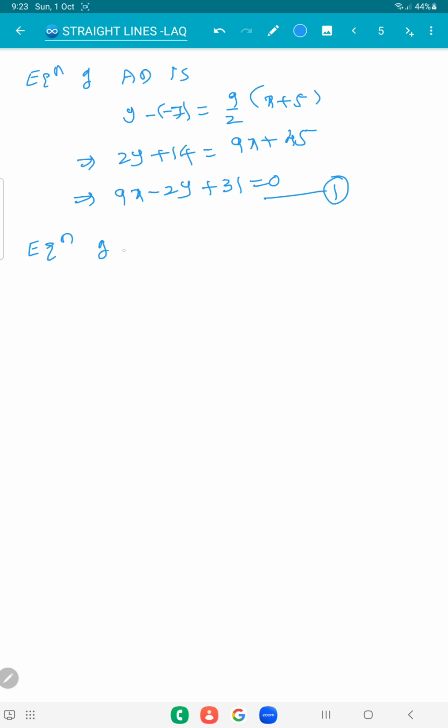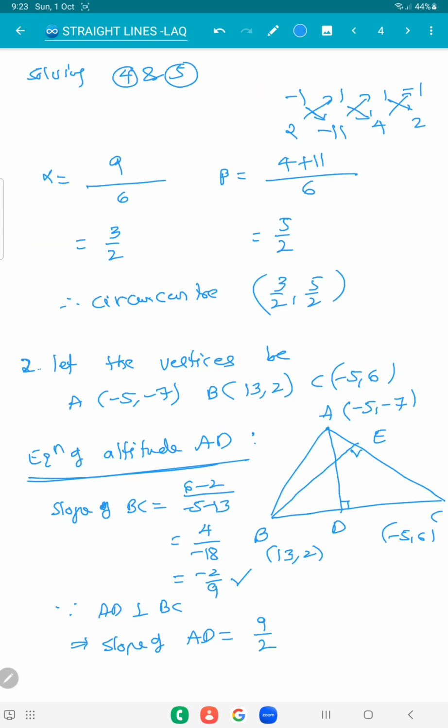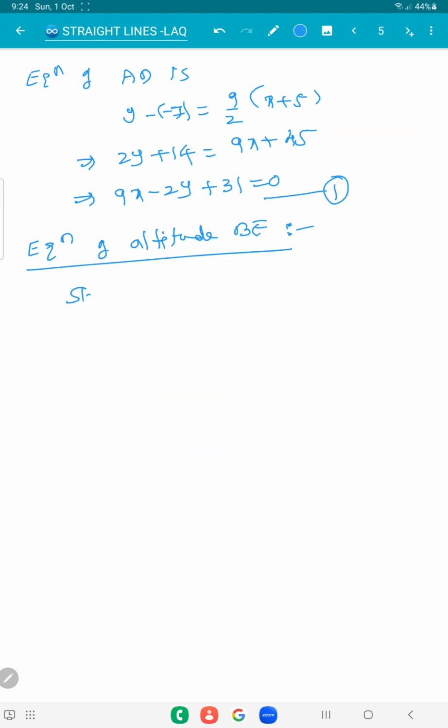Next, equation of altitude BE. For altitude BE, we need slope and point. B is a point. We need slope. To get the slope of BE, we need the slope of AC. So find the slope of AC. Slope of AC is equal to y2 minus y1 by x2 minus x1. What is that? The slope of the A point and the C point, right? What are those points? AC slope.